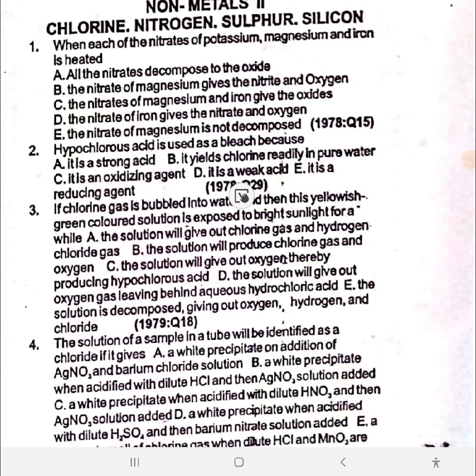Number 2: hypochlorous acid is used as a bleach because... Hypochlorous acid is also known as oxochlorate 1 acid. Oxochlorate is spelled OXOCHLORATE 1 acid. This is formed when chlorine is dissolved in water. So when you dissolve chlorine in water, you get hypochlorous acid. Some students might ask, sir, is that why they call that stain remover hypo?